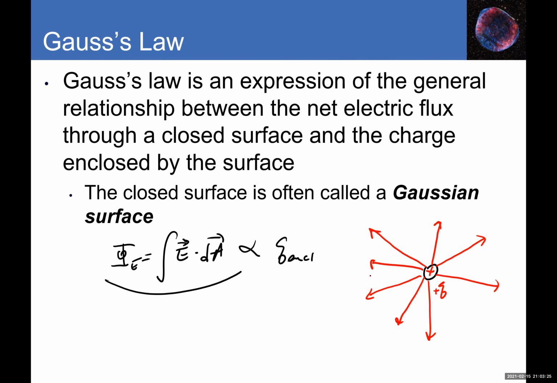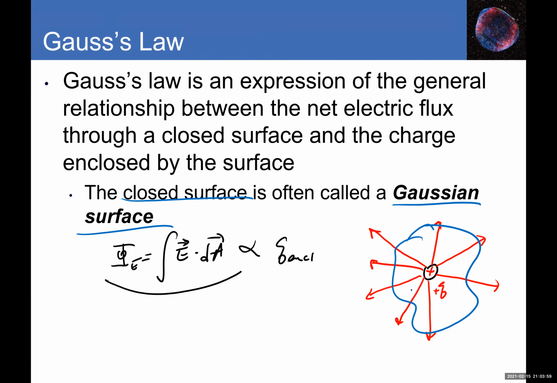Now the idea here is that I take this charge and surround it with some kind of surface, and this could be an imaginary surface. That's why we call it a Gaussian surface. It's some kind of closed surface, and we can just assume it's imaginary. Then one thing we can do is relate the electric field on the surface of this Gaussian surface to the charges inside that surface.